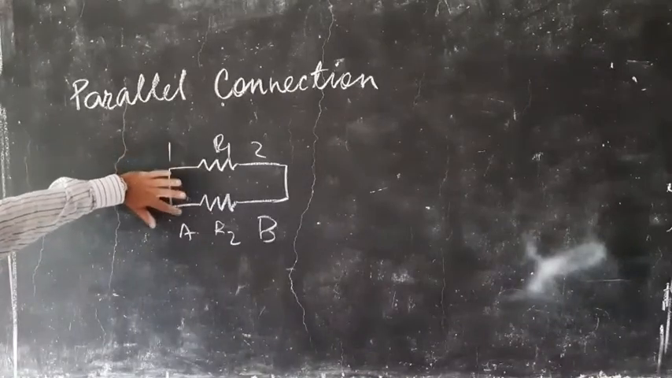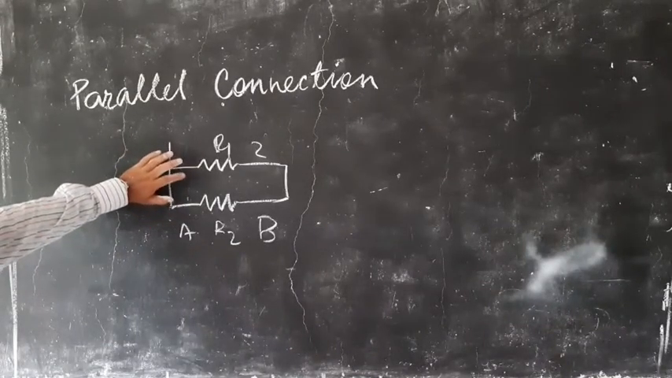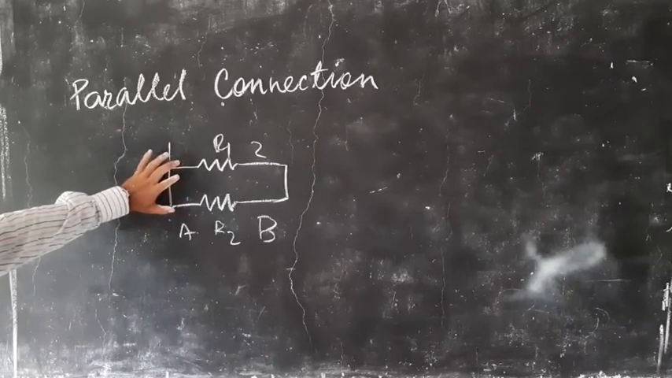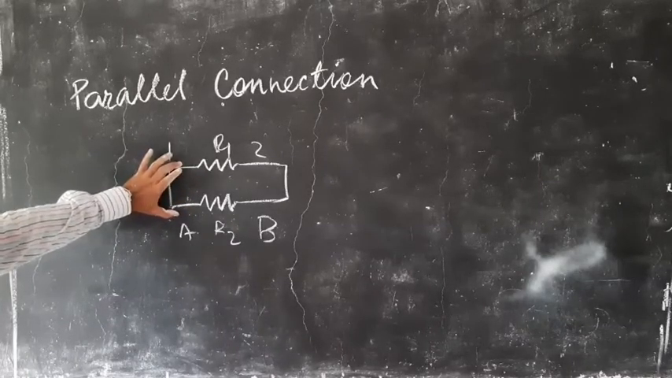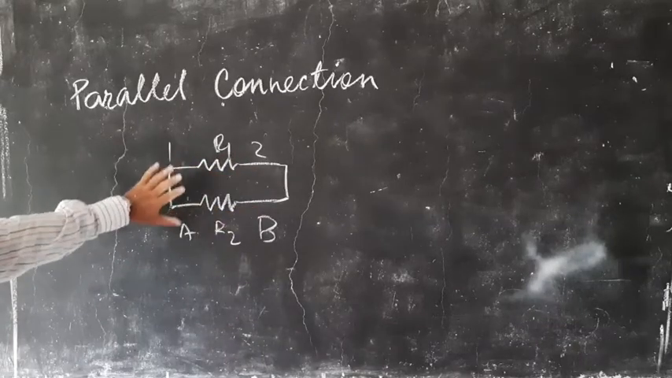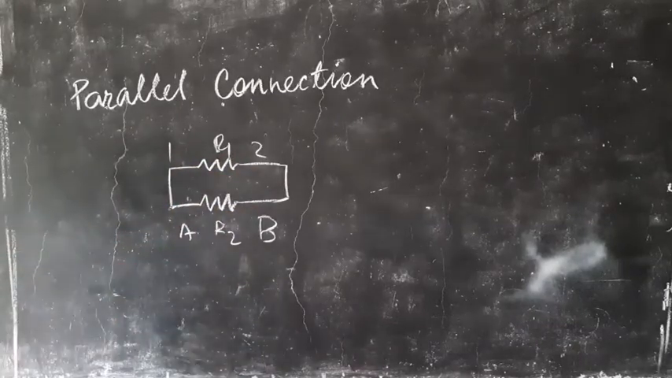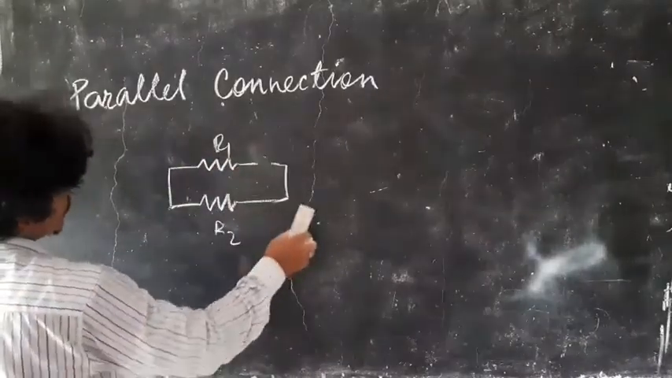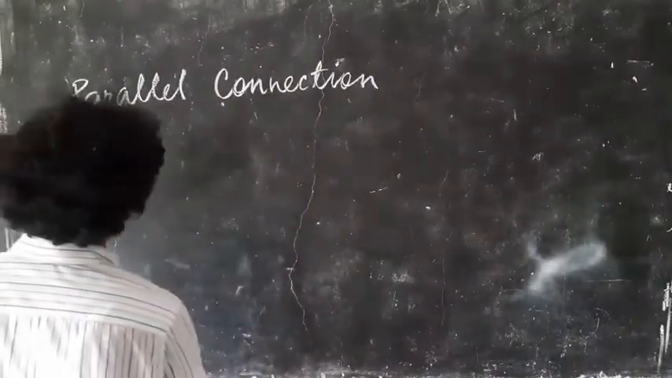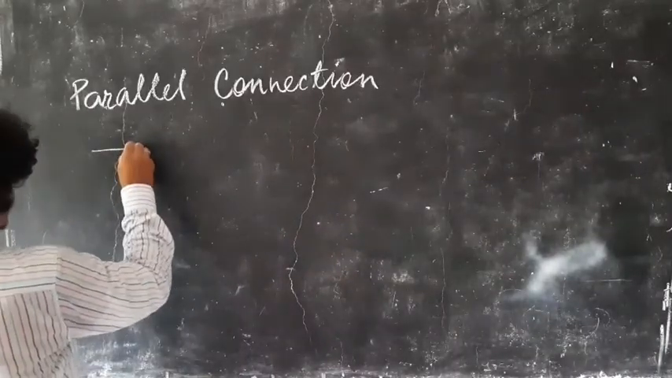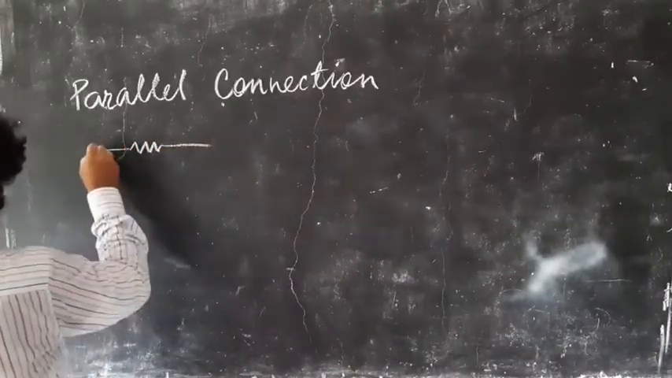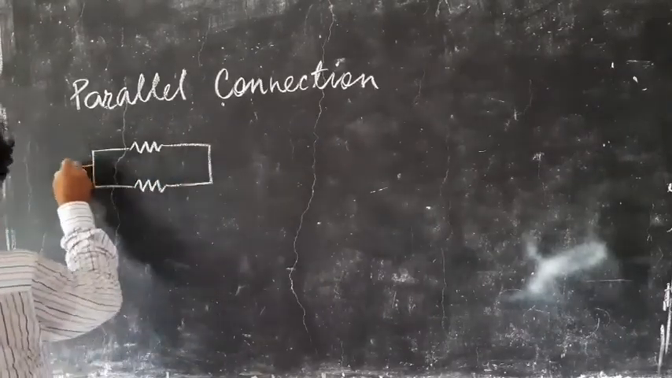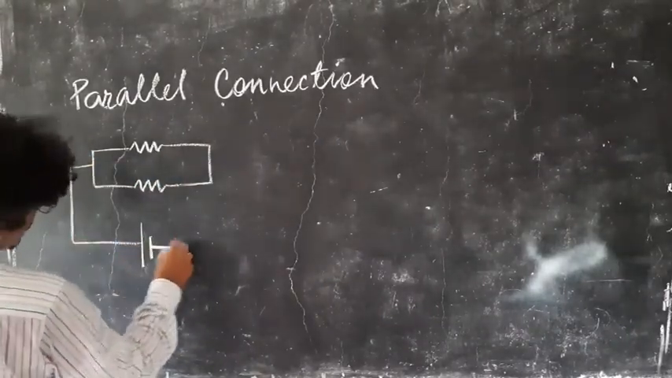R1 and R2 are parallel, as both legs are connected to both legs of another resistance. One is connected to A, two is connected to B. 1 and 2 are legs and A and B are legs. So this type of circuit is called parallel. Now let us see here how to find the net resistance.